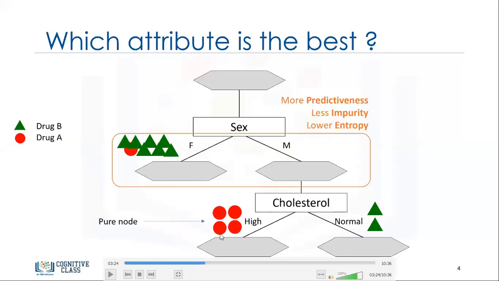Here, whatever node classifies the data perfectly is called a pure node. Coming to this node as well as this node, these are called pure nodes in this scenario. A pure node contains only drug A data, or only drug B data. That's why these are called pure nodes. Whereas this one is not a pure node, it is an impure node. Here we have very little impurity, only one red point.